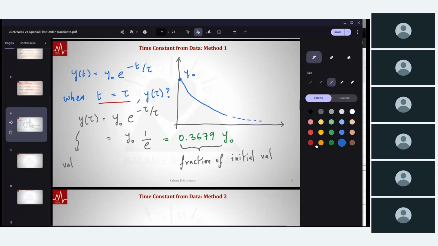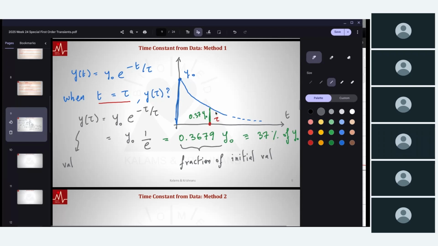Also say this corresponds to 37% of y naught. As a fraction, this is 0.367. To 2 decimals, it's 0.37, right? That is 37% of y naught. What is left is 37% of y naught. What is left is a small fraction of that, 0.37 of y naught. You are essentially looking at tau. The time that corresponds to that is essentially tau.